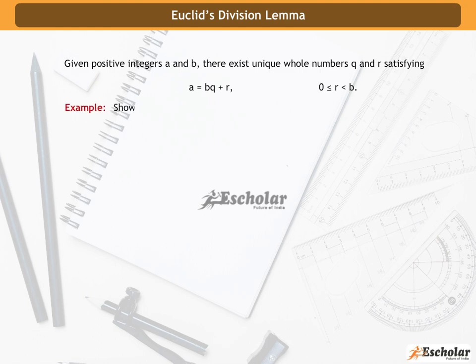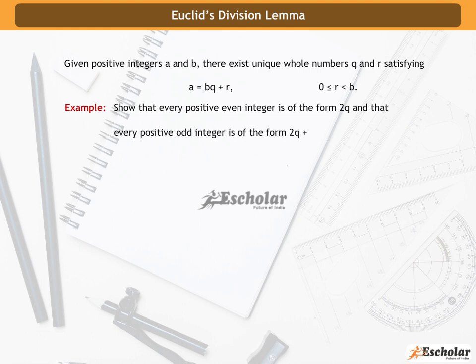Example: show that every positive even integer is of the form 2q and that every positive odd integer is of the form 2q plus 1, where q is some integer. Solution: let a be any positive integer and b is equal to 2.